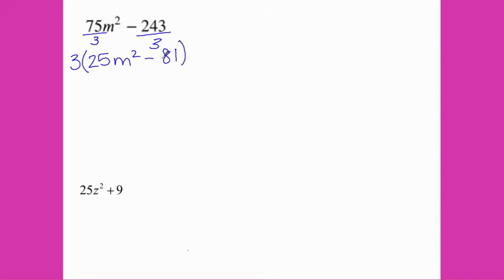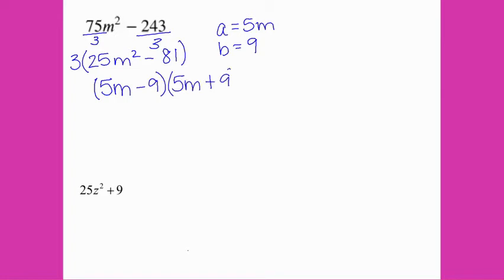Now I do have two perfect squares. My a term would be 5m and my b term would be 9. So my factors would be 5m minus 9 and 5m plus 9. Don't forget to bring down your GCF.